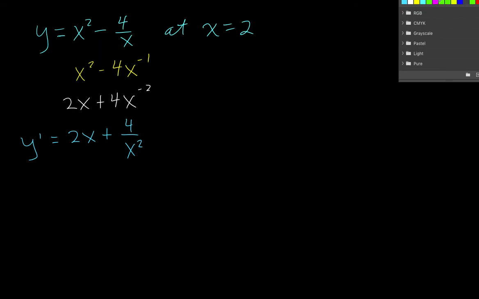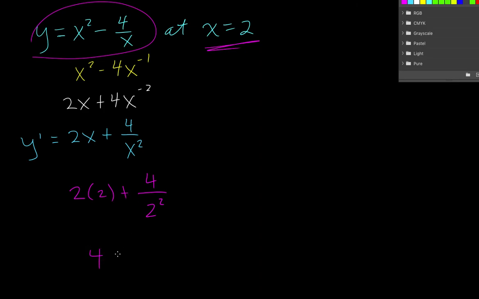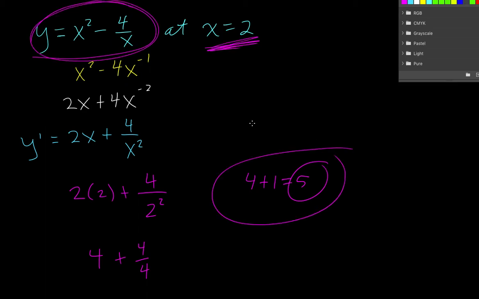So this is our derivative function. Now this will tell us the slope of this function at any x value. So all we have to do now, plug in the x value. So that becomes 4 plus 4 over 4, which that's really just 1, and so 4 plus 1 equals 5. Okay, so the gradient of this function at x equals 2 is 5.